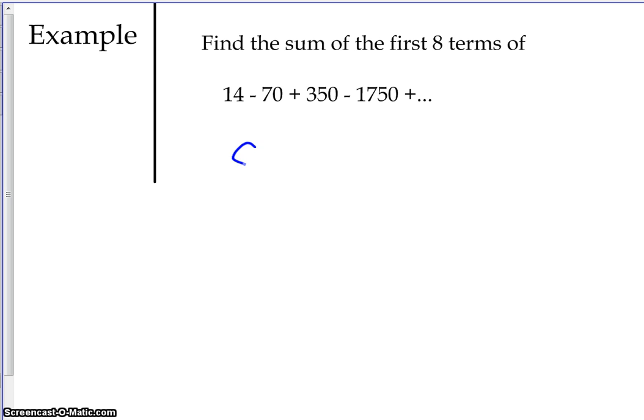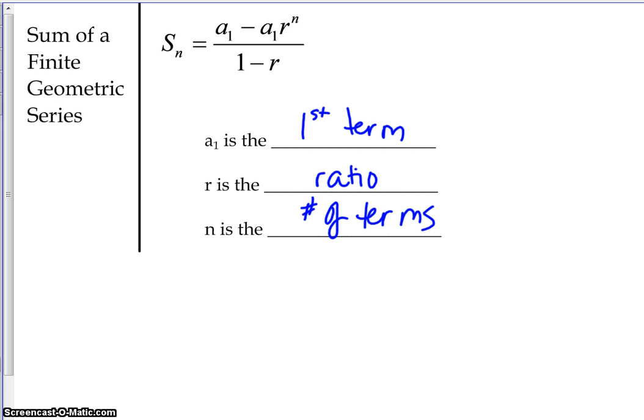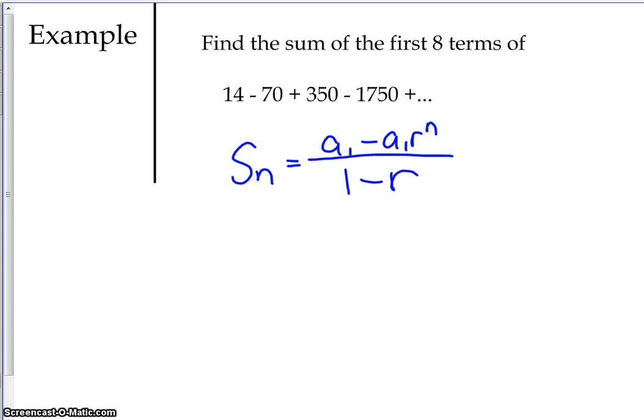So let's start with our formula. Let me make sure I have that right. Minus r to the n. Yep, over 1 minus r. Okay, so now let's just plug in what we know. What we know, my first term is 14. Oh, I don't need to know my last term. This is the beauty of this one.